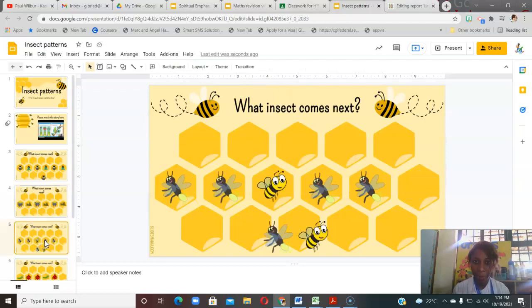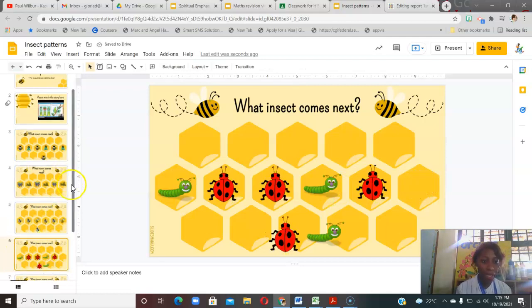Now for this next slide, the pattern is changing a bit. Now you have firefly, firefly, bumblebee. Firefly, firefly, bumblebee. There are two elements in this pattern, but the way they're repeating is different. Firefly, firefly. What comes next? Very good. The bumblebee comes next. So we'll complete this pattern with the bumblebee. Excellent.